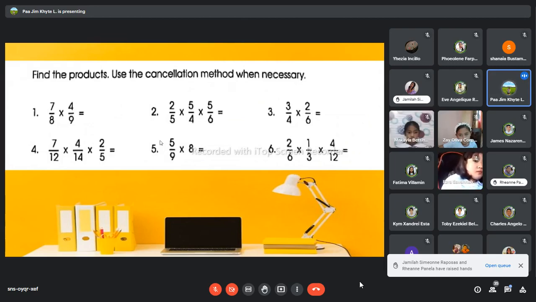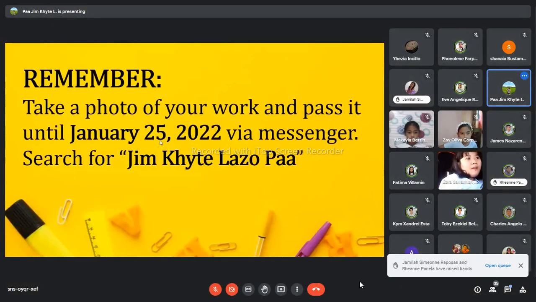Is there any questions, class? And of course, remember, take a photo. Ma'am, ipopost mo po ba sa group page po namin? Anak, I'll be posting it on our FB group. And remember to take a photo of your work and pass it until January 25, 2022 via Messenger.